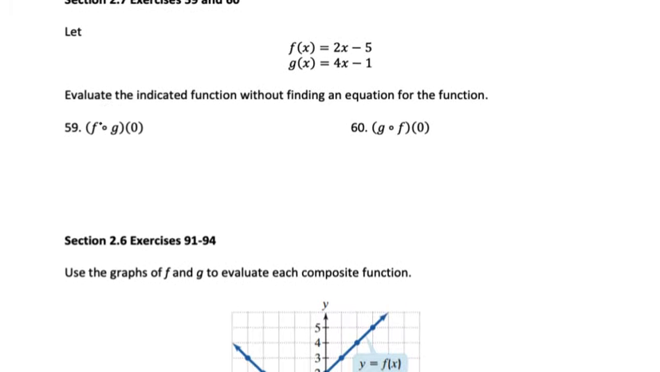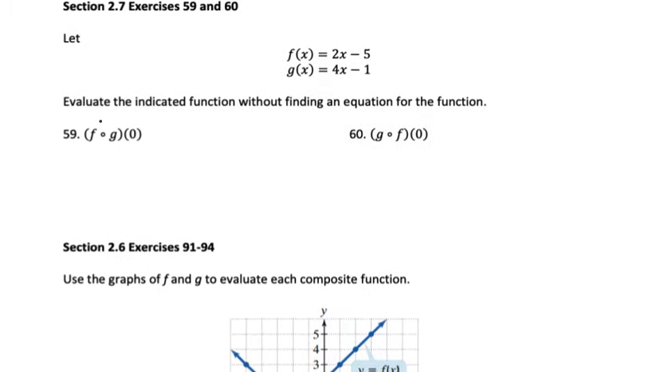It says to let f of x equals 2x minus 5 and g of x equals 4x minus 1. Evaluate the indicated function without finding an equation for the function. So previously, our problems would ask us to find f of g of x, and then once we found that, we would plug in 0 for x to find f of g of 0. However, we're going to do this problem in a more simple way because we don't need to find f of g of x. So what we're going to do is first we're going to plug 0 into g for x.